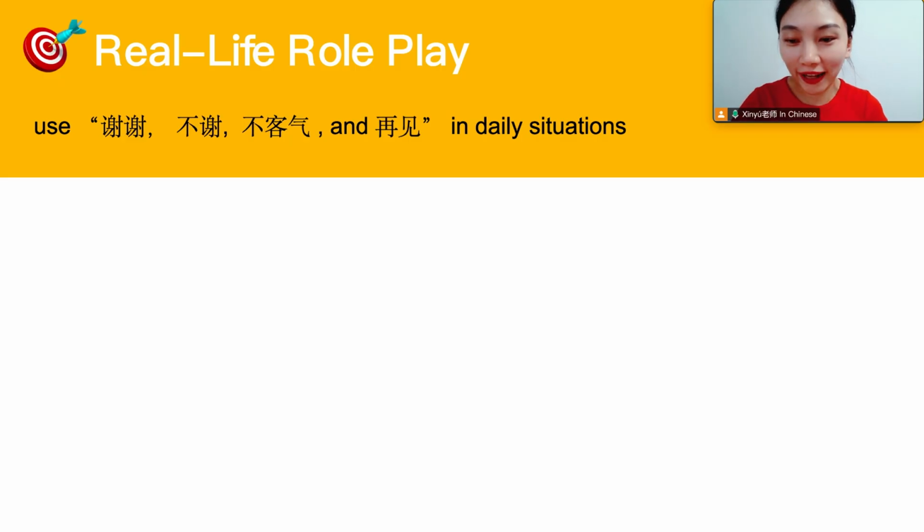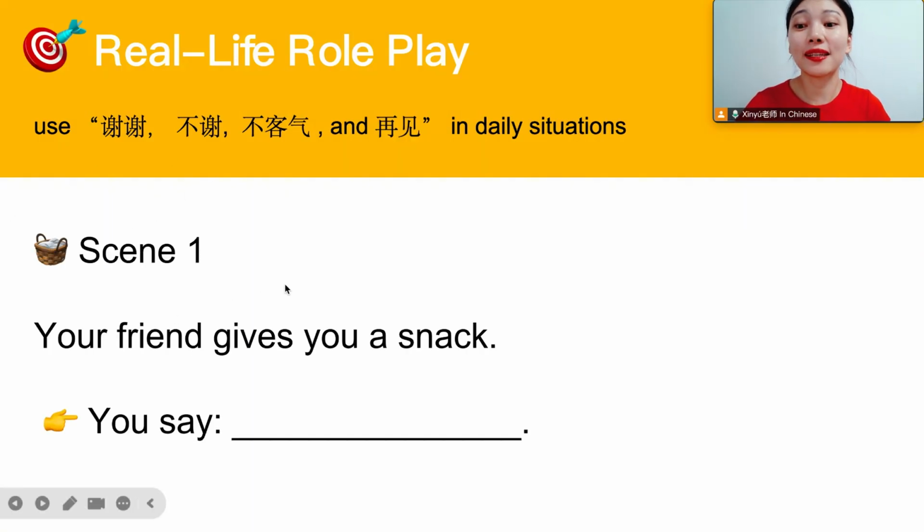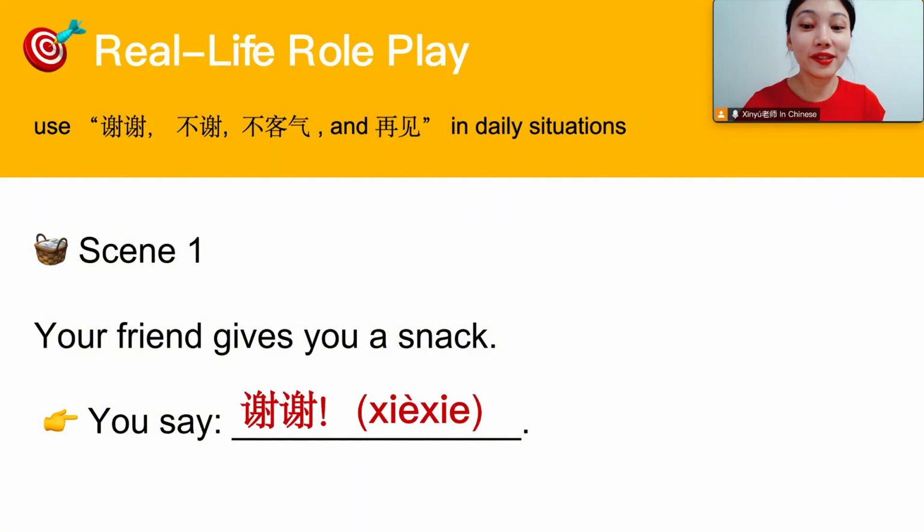Let's do a fun practice, real life role play. So, we need to use the phrase 谢谢, 不谢, 不客气, or 再见 in daily situations. I will show you 4 scenes and think, what would you say in Chinese? Let's go. So, here is scene 1. Your friend gives you a snack and you will say what? Very good. We will say 谢谢, thank you.